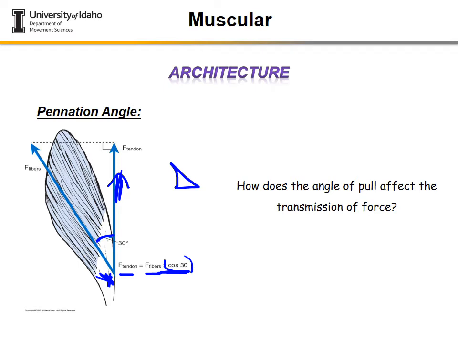Now, it's very important to understand that this fiber angle can change during the process of a contraction. So it's not a permanent or dominant angle of pennation. It changes throughout the motion, depending on the angle of the bone and the shortening or contraction length of the muscle fibers.